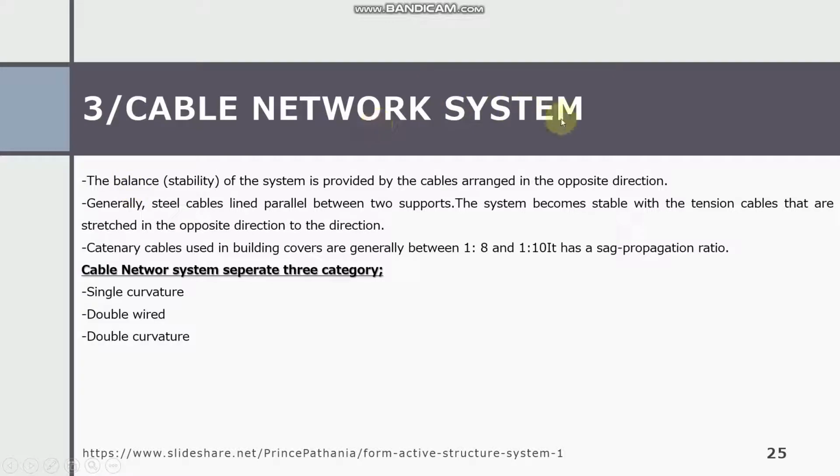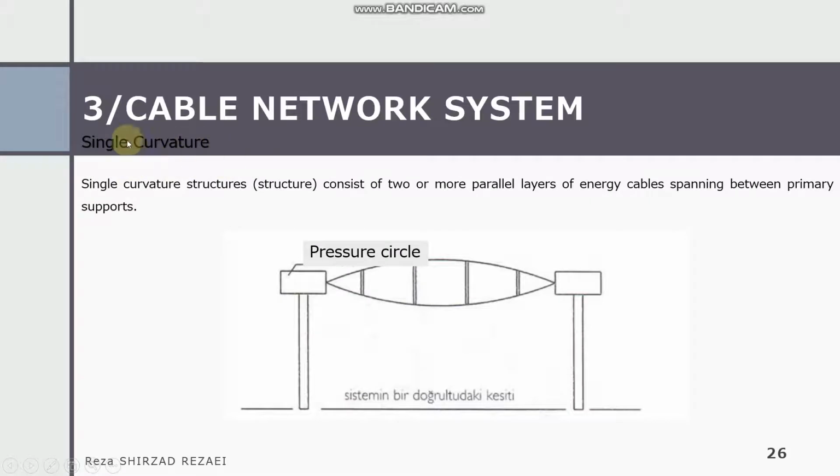The cable network system: the balance and stability of the system is provided by cables arranged in the opposite direction. Generally, steel cables are lined parallel between two supports. The system becomes stable with tension cables that are stretched in the opposite direction. Here is a single curvature. Single curvature structures consist of two or more parallel layers of cables spanning between primary supports.